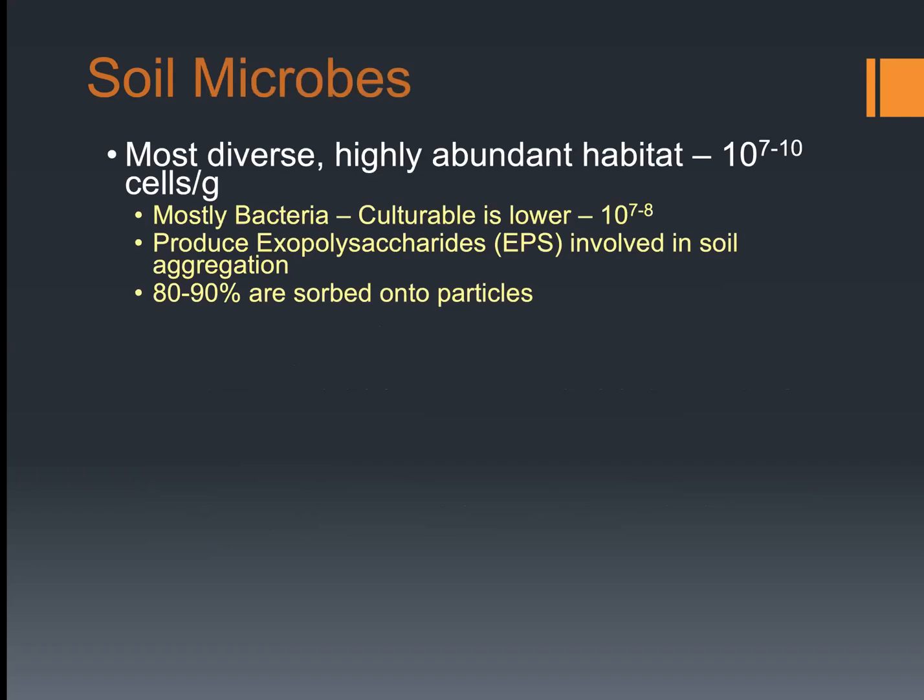All right, so what does this all mean? I mentioned we've got a lot of diversity there, right? So it's the most diverse environment. There's lots of abundance. Who's there? Well, it's mostly going to be bacteria. Upwards of 10 to the 10 cells per gram. We measure it in grams because it's a solid medium. We're not going to be able to culture all of them, though. And so usually you might have 10 to the 7th, 10 to the 8th culturable bacteria per gram.